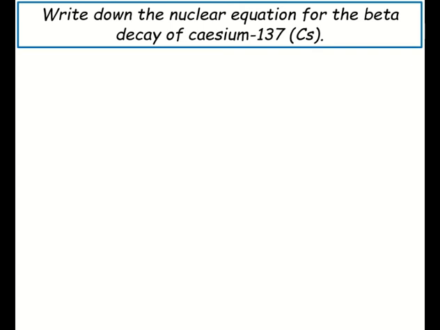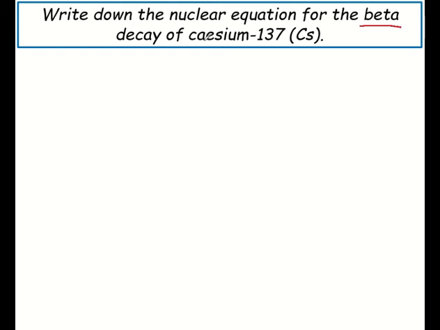Let's have a little look to see how we answer this question then. Write down the nuclear equation for the beta decay of cesium-137. So first thing we pull out is it's beta decay in our question. Now hopefully that does tell us that during beta decay a neutron is going to decay into a proton and an electron, and that's going to then be emitted. So what we're going to find is the neutron number is going to go down by 1, but the number of protons goes up by 1.